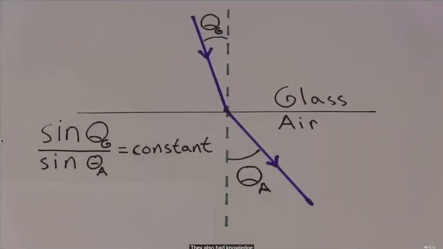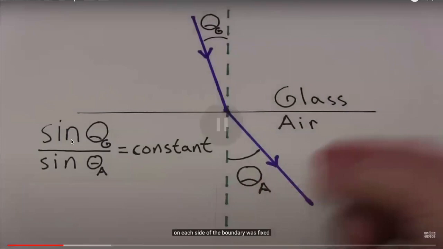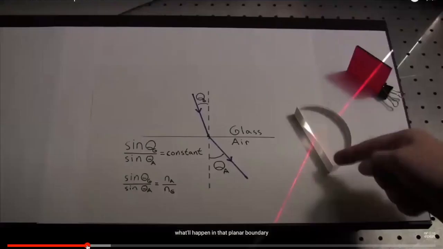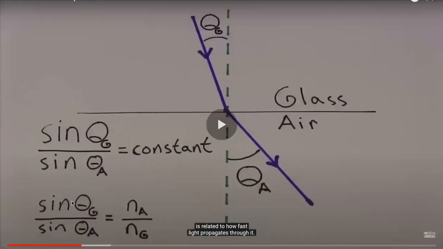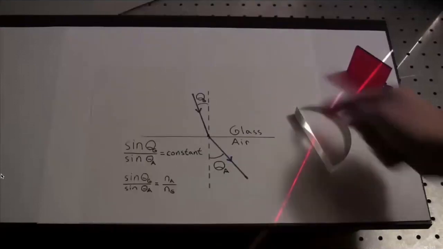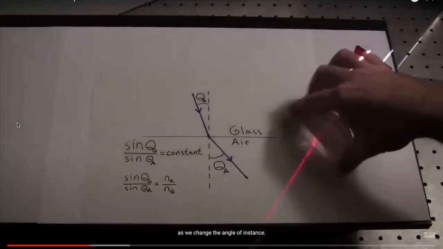They also had knowledge about how light behaved at the boundary between two materials. For instance, at a planar boundary, they knew that the ratio of the sine of the angle on each side, we anyway know. Let me forward to the speed at which light propagates through it. This expression allows us to predict what will happen at a planar boundary as we change the angle of incidence.